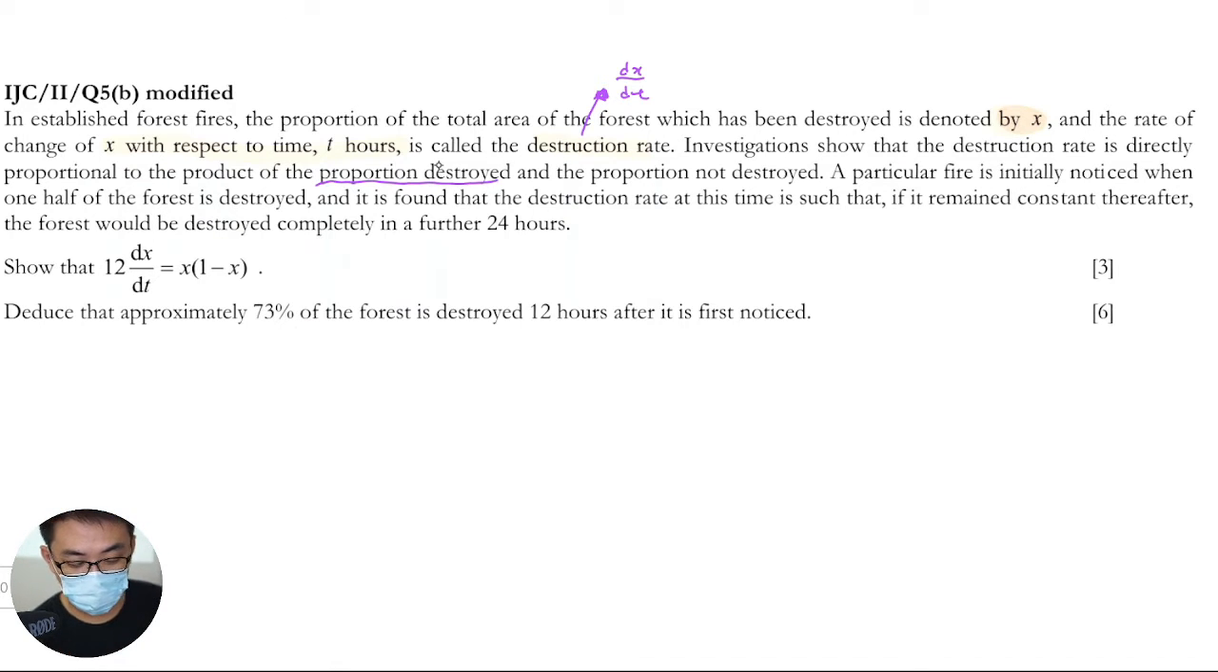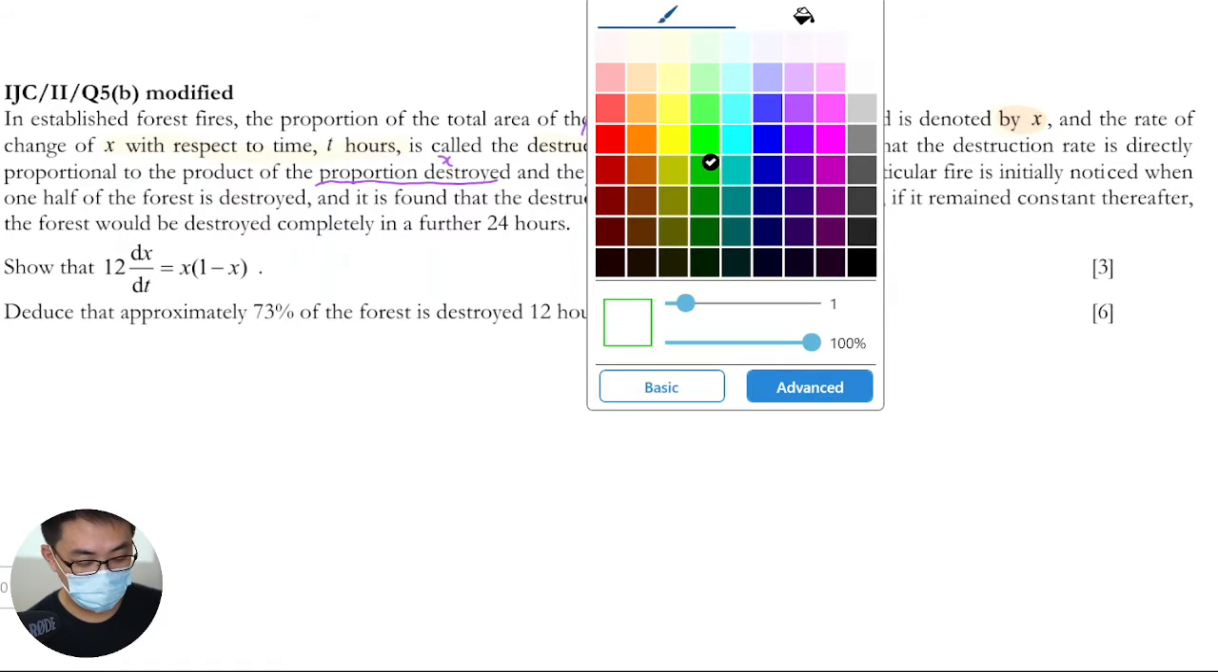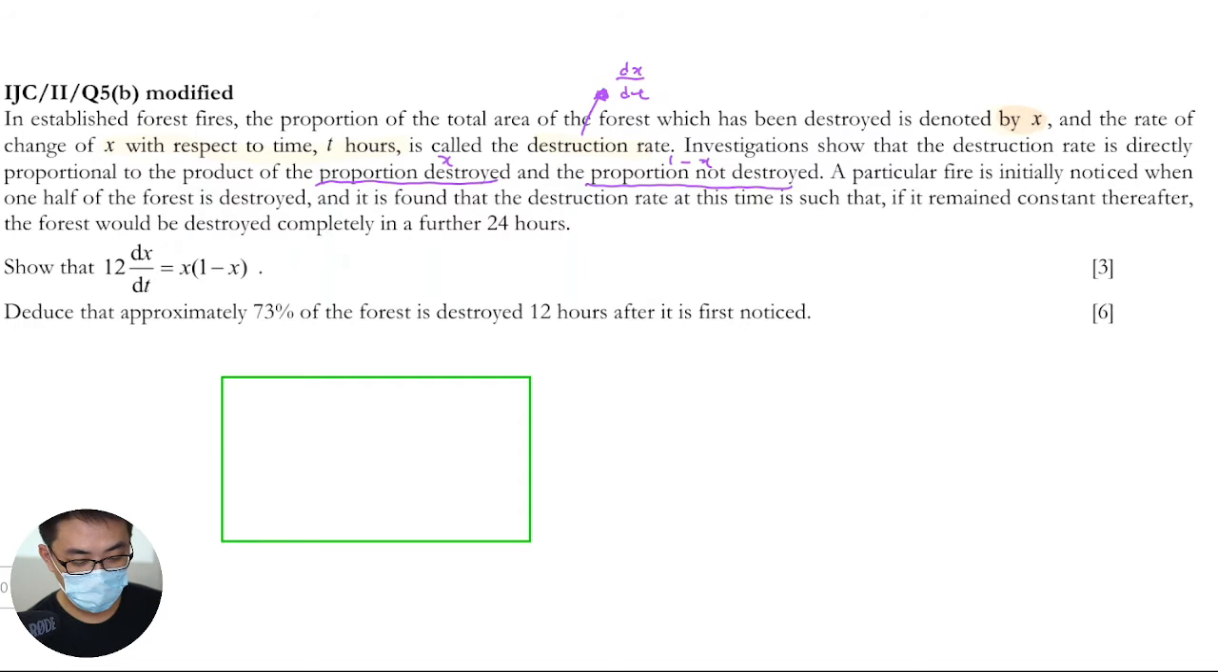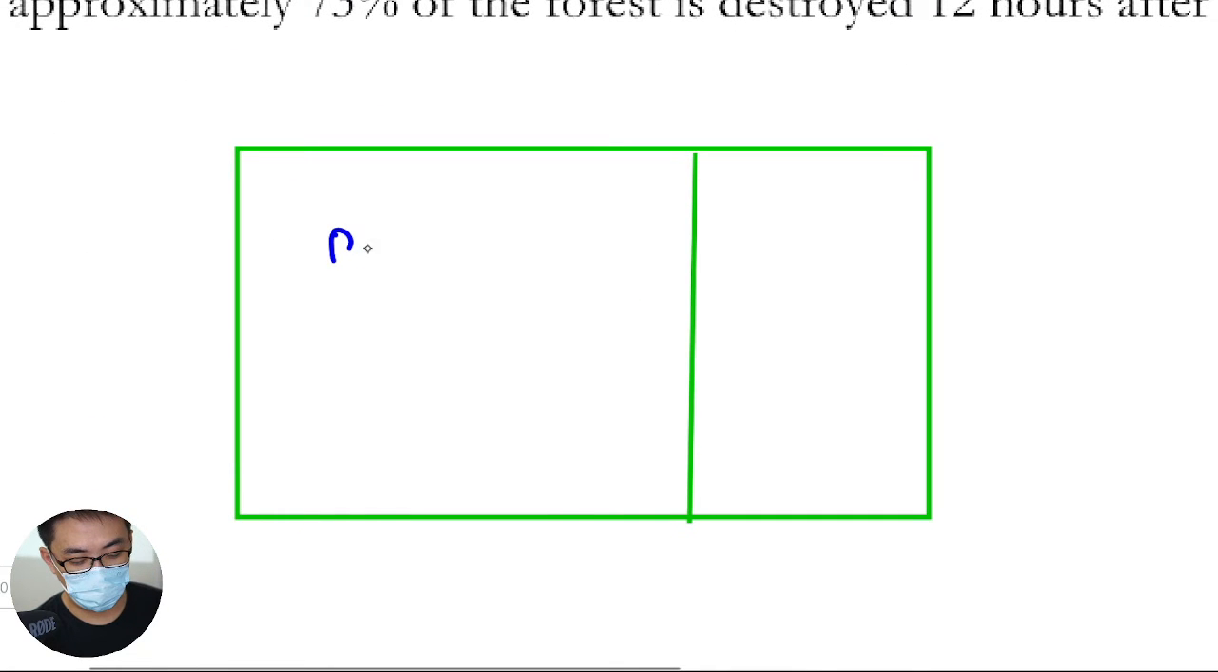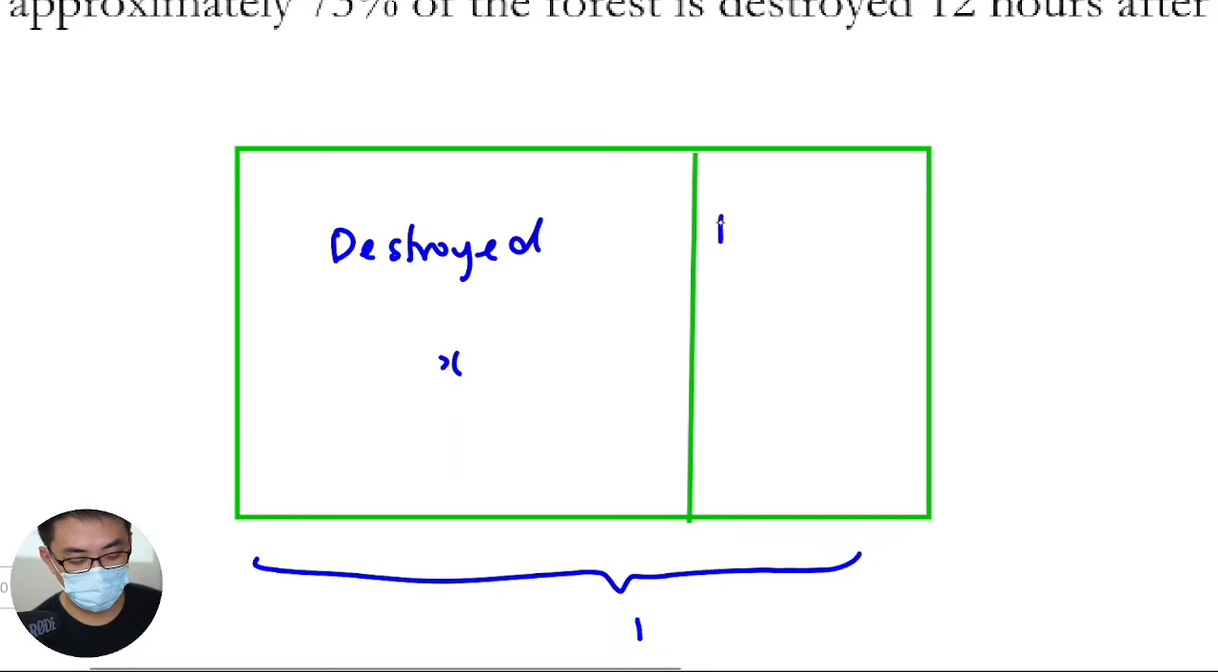Very good. Now, investigation shows that the destruction rate is directly proportional to the proportion destroyed. Proportion destroyed is X. Proportion not destroyed is 1 minus X. So imagine this is a forest fire here. Let me just draw it out. We just draw this like a forest. If this is destroyed, when they say proportion, it is X. The total will be 100%, which is 1. So not destroyed is 1 minus X.